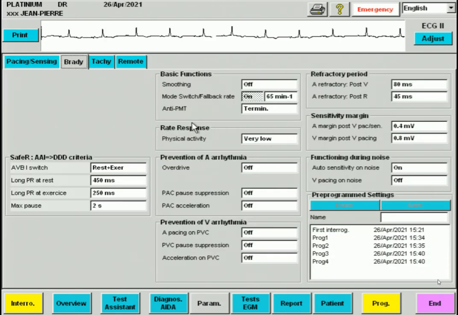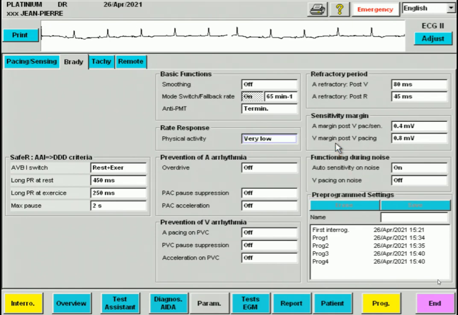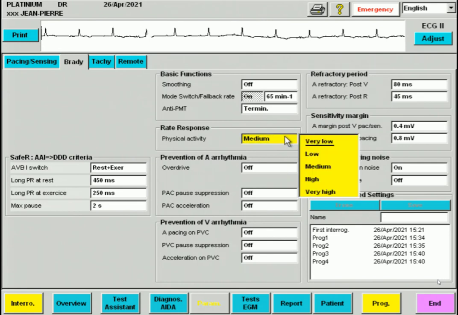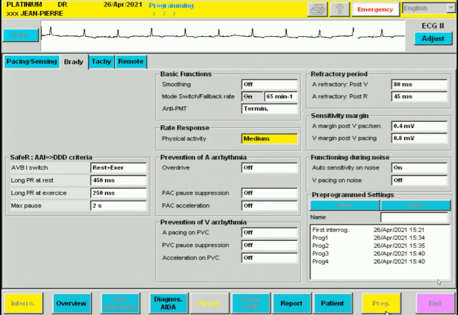Rather, we go to rate response and change the physical activity from very low to medium. Because very low means that the slightest change in exercise will trigger the rate response. While for medium, the acceleration will be less aggressive. When programming very high, the acceleration will be slow. So we will program medium and evaluate his symptoms during the next interrogation. We will not change any other parameter.